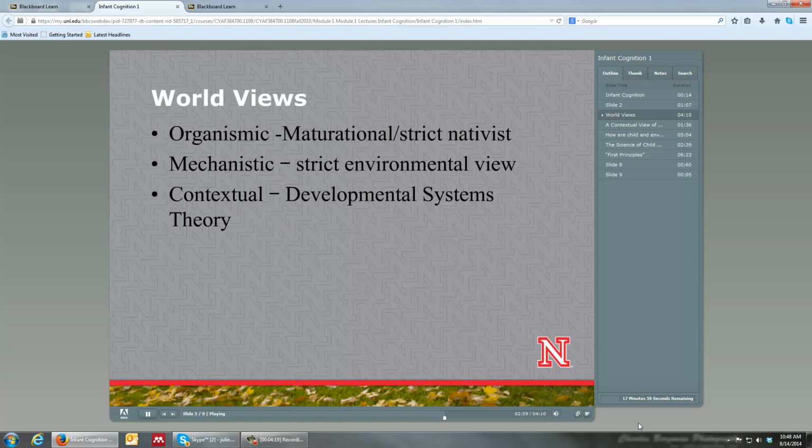Now, a third worldview, the contextual worldview, sees both the child and the environment as active participants in development. But it's not just this plus that. It's not just what the child brings plus what the environment brings. There's a very specific matching of children's proclivities, what they bring, with environmental affordances.